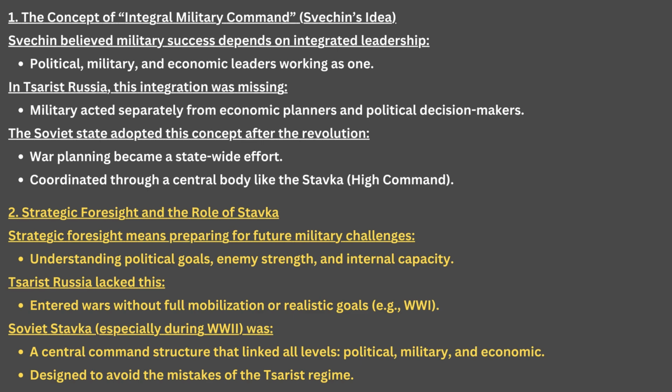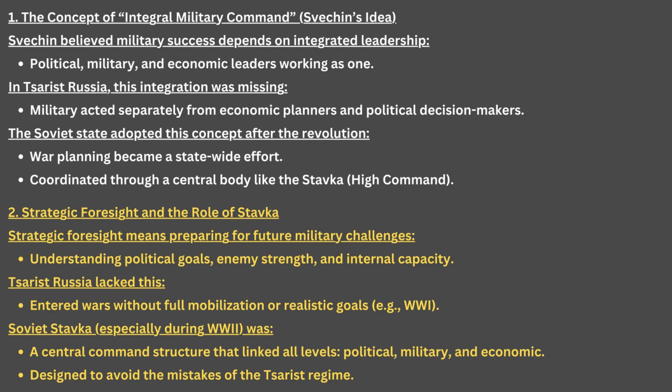In contrast, the Soviet Stavka, especially during World War II, was designed to avoid these mistakes. Stavka became a central command structure. It linked all levels of planning, political, military, and economic. This ensured better coordination and realistic strategy. So, dosto, strategic foresight under the Soviets was far superior to that of the Tsarist regime.